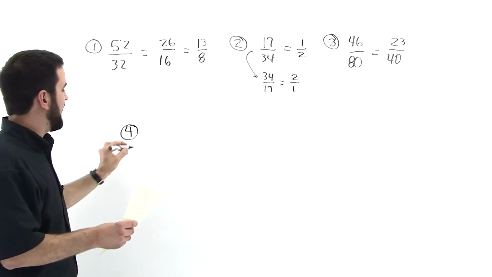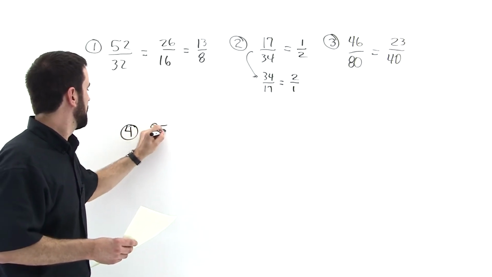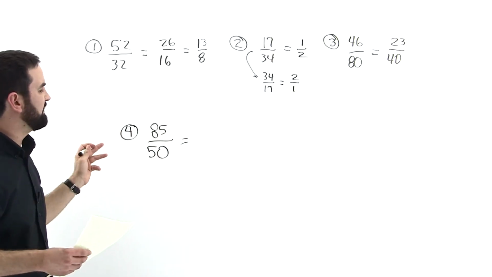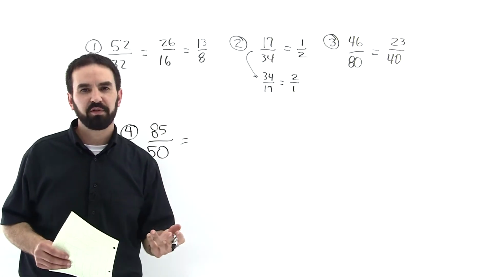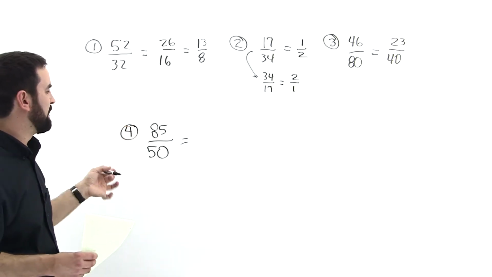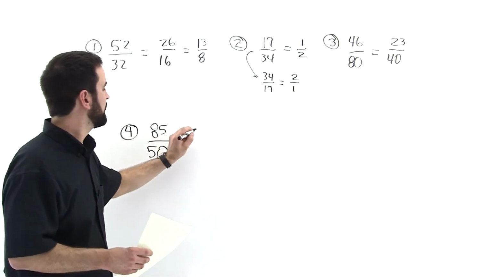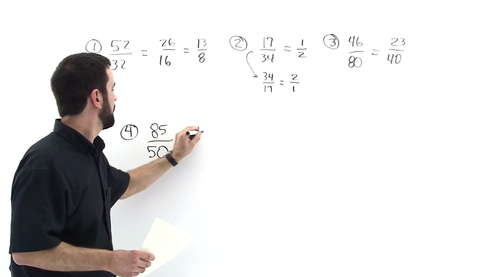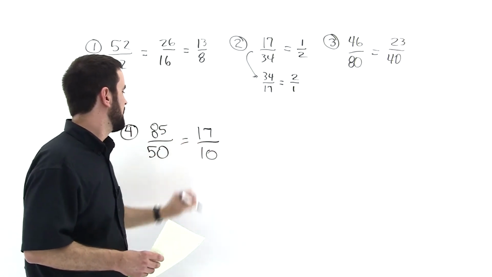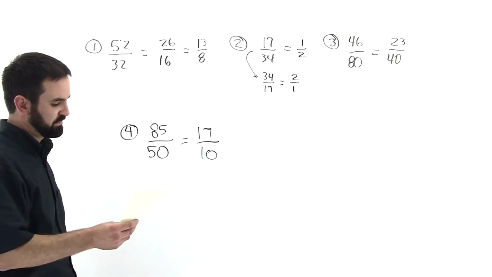Let's take a look at number 4. We have 85 over 50. Each of these is not divisible by 2, but they are both divisible by 5. So 85 divided by 5 is 17, and 50 divided by 5 is 10. And now it is fully reduced.